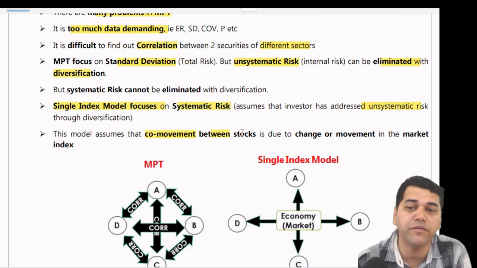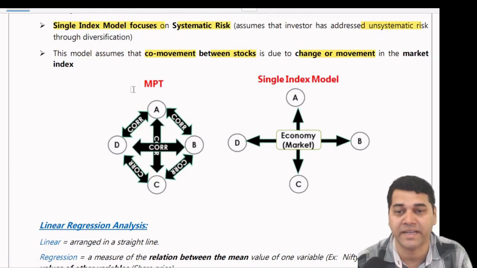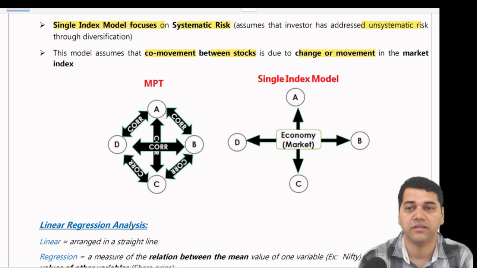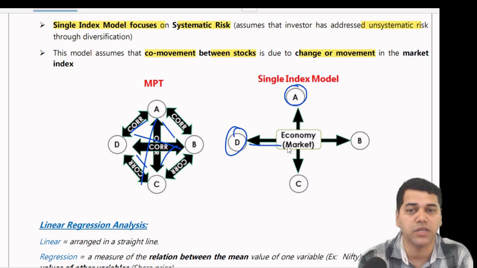So now something new comes, called the market. Going forward, we are going to use this word, market. See, this is that modern portfolio theory. If I have just 4 securities, not 30 or 40, I need a correlation between individual securities in all permutations and combinations. Instead of that, Sharpe got one idea. He said, look, you compare the individual stock's performance to the market.